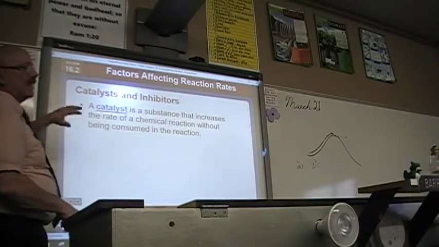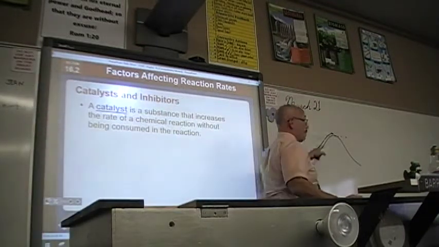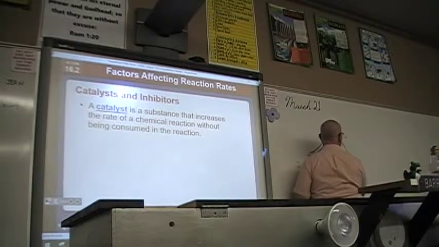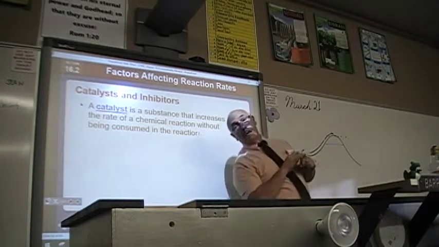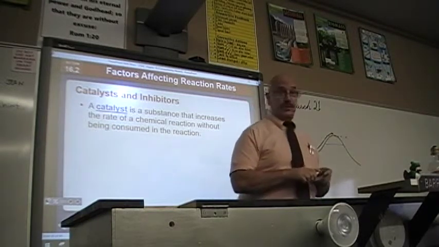Okay, and then lastly, a catalyst. Catalysts are things that lower this hump. They actually cut the top off the hump. So a catalyst doesn't react. A catalyst doesn't change the chemical reaction. Catalyst just lowers the hump of activation energy. Okay?